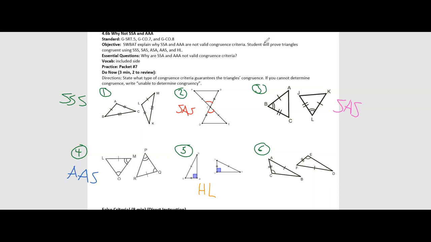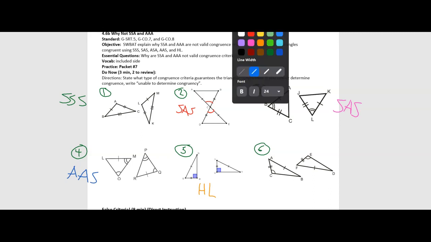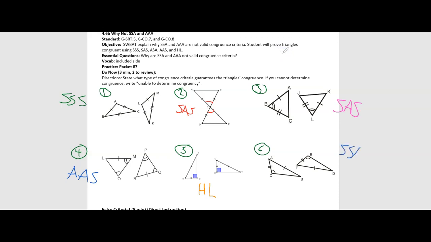And for number 6, we have 2 sets of sides and 1 set of angles that are congruent, so that's going to be SSA. Well, wait a second. No, that's not a shortcut, right? So this is a mistake that students make a lot. They think that we have AAS, so SSA also works, but it doesn't. And we're going to show you why later. For this one, you would just write unable to determine congruency. Okay, because SSA is not a valid form of triangle congruence.